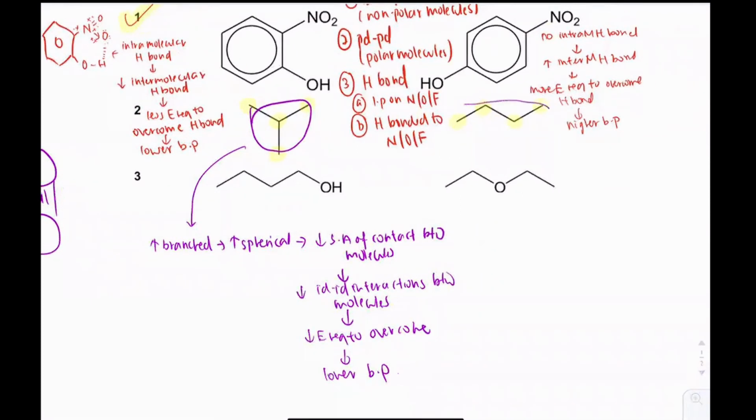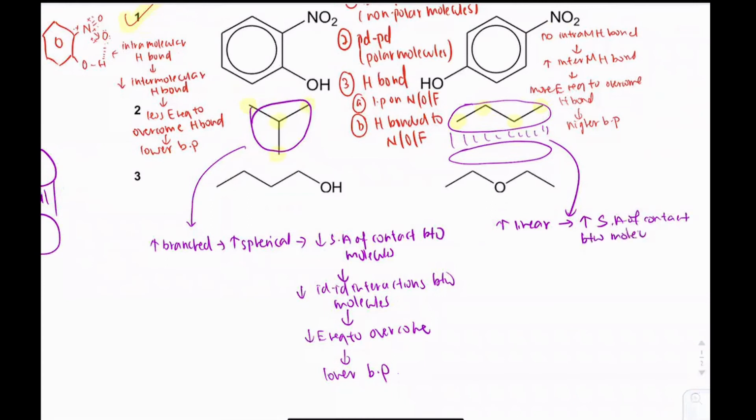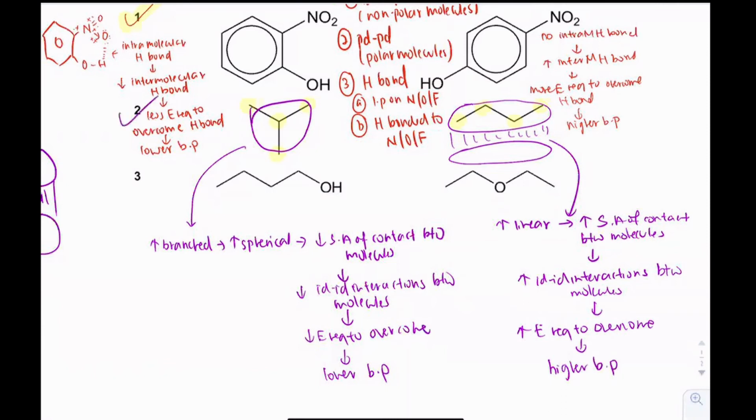And then for this one, for B, since it has a more linear shape, therefore, there's a larger surface area of contact between molecules. Therefore, there's an increase in ID-ID interactions between molecules. And so, more energy required to overcome this greater and more extensive ID-ID interactions between molecules. Therefore, it has a higher boiling point. Therefore, B has a higher boiling point than A. So, we take that as the answer.